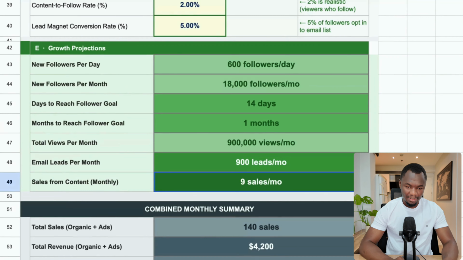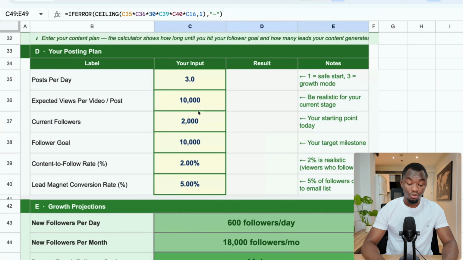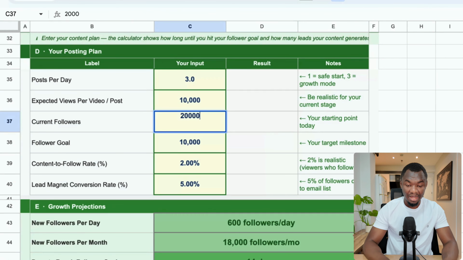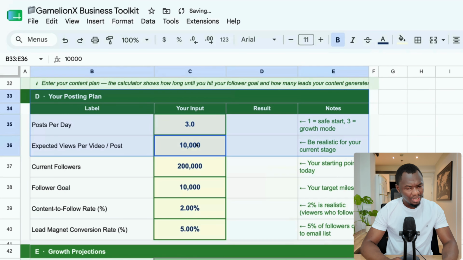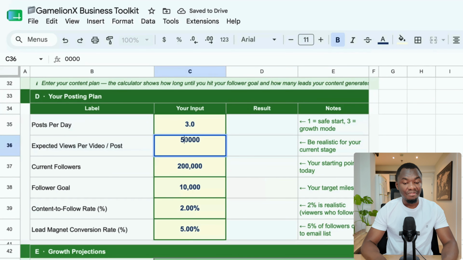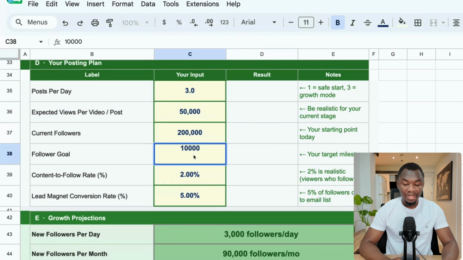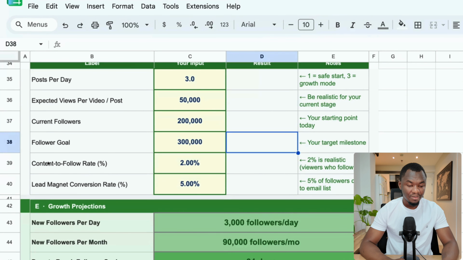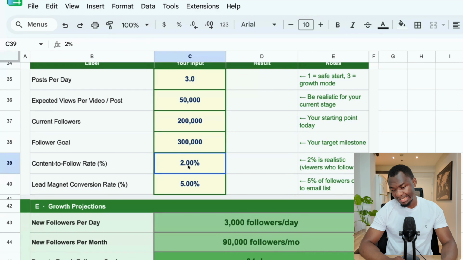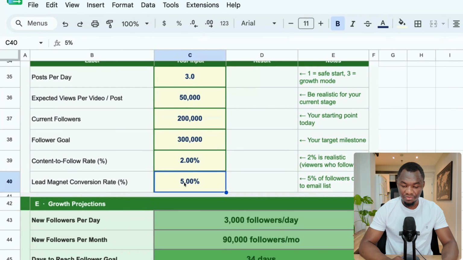Now, for a person like me, my current followers is almost 200,000. I have 200,000 followers. When I make a post, I am lucky enough to have about 50,000 expected views, and I post 3 times a day, but sometimes I post just one. With this, my follower goal is I need to get to 300,000. I need to make my next 300,000 follower count. My content to follow rate, let's keep it at 2%. My lead magnet is 5%.